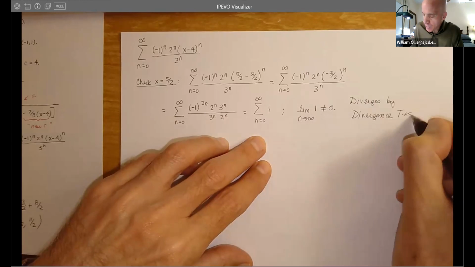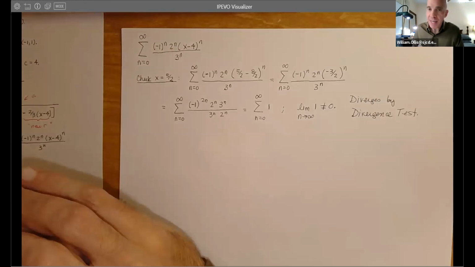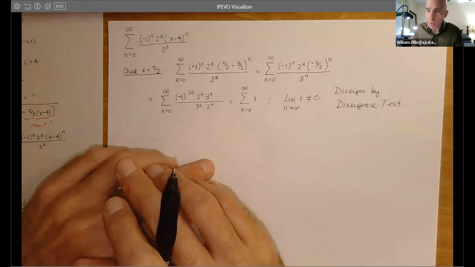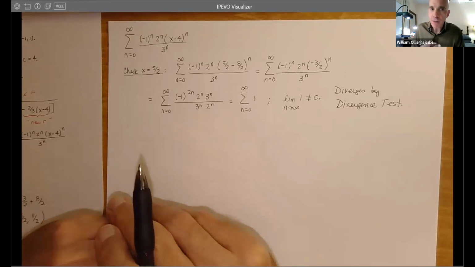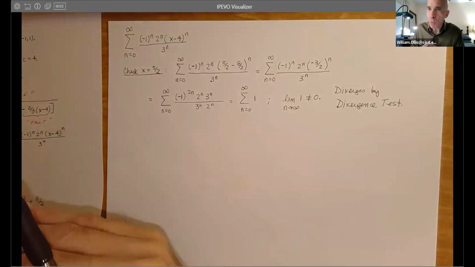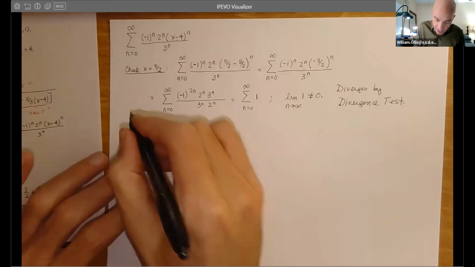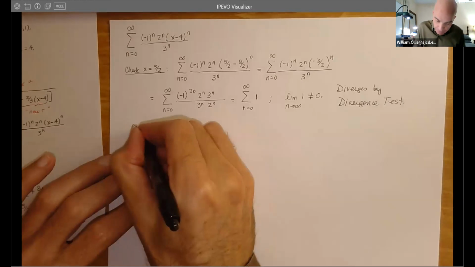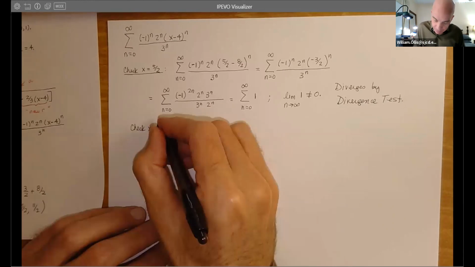So that divergence test is actually very powerful. And I've talked about this from day one when we proved the result. It's of immense importance. Now, the thing is, if you check the other endpoint, you get the same thing. So I'll let you do that. I'll just say check x equals 11/2.